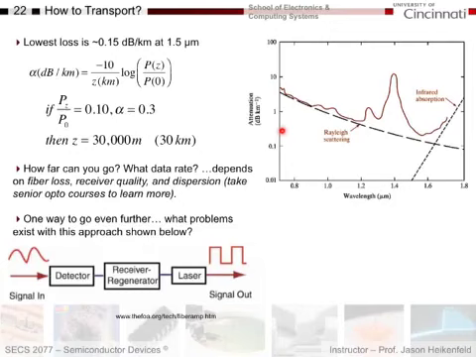If I calculate how far I could go to get to 10% optical power, we've seen this calculation before. I'll do the math here and I'll solve for Z, and I get 30,000 meters before I get down to 10% of my original optical power in terms of attenuation. So that's substantial. So the question is, how far can you go? What's the data rate limitation?